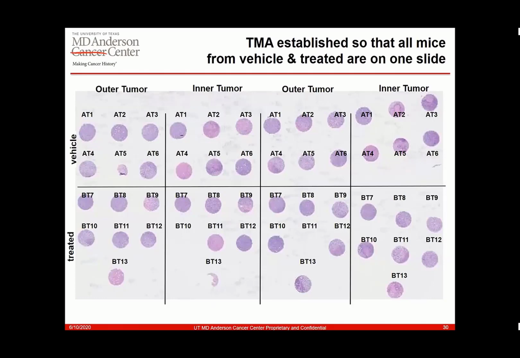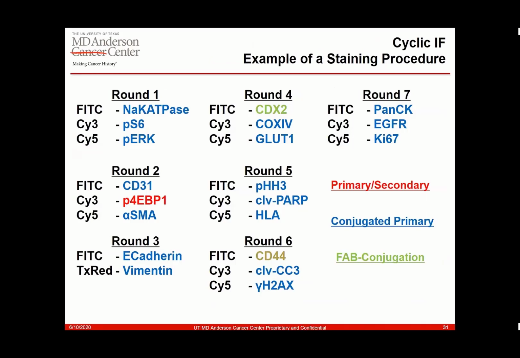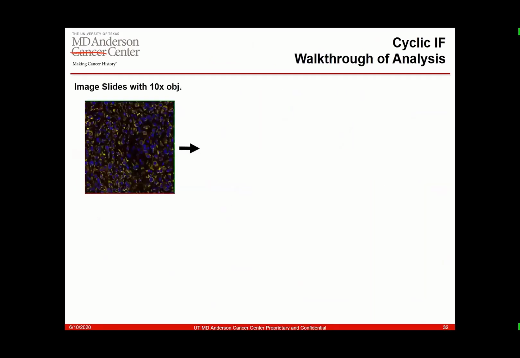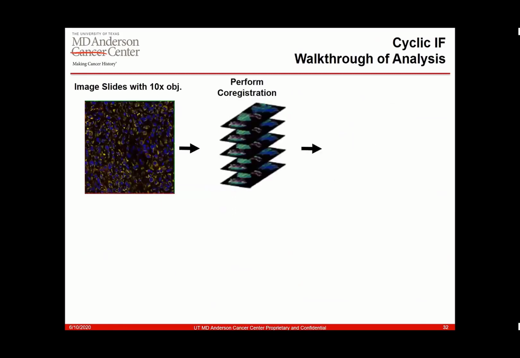Then you can set up, in this particular case, 7 rounds of staining for various markers and image slides, just as I said before, with your 10x objective.